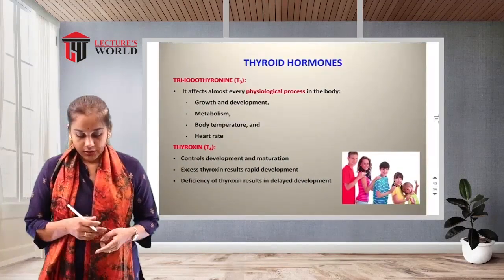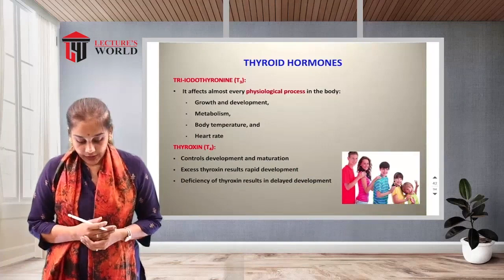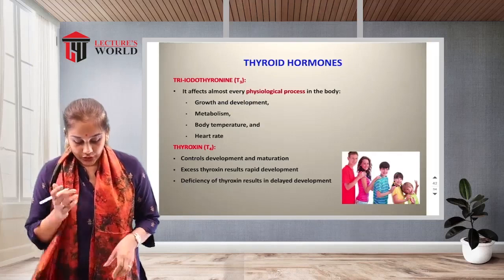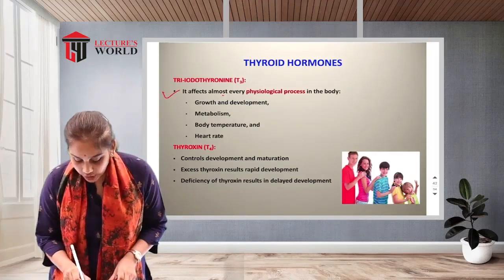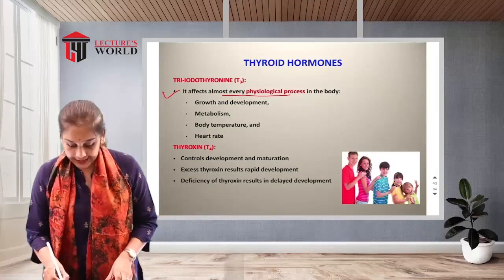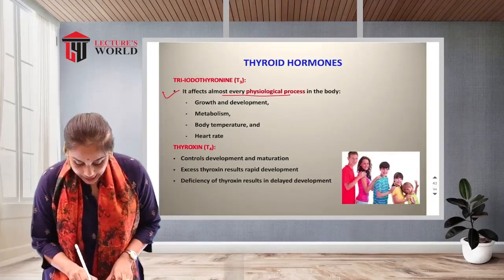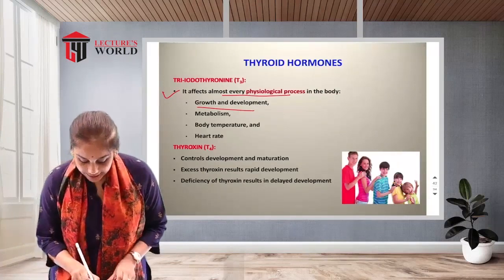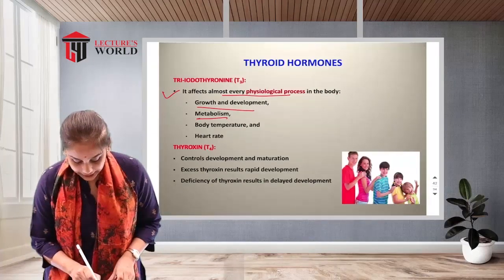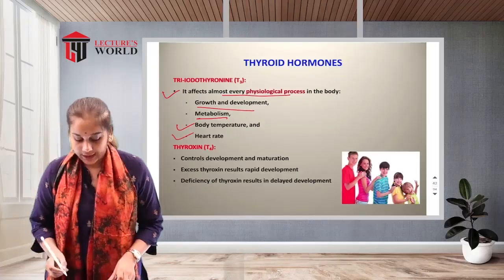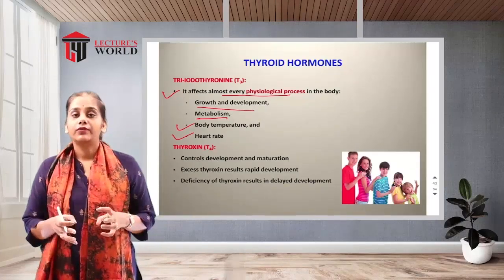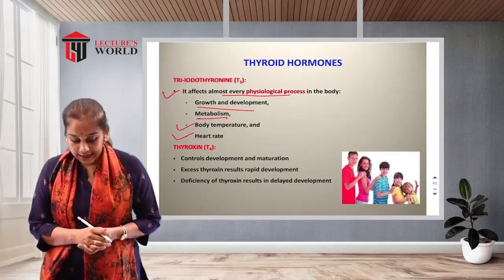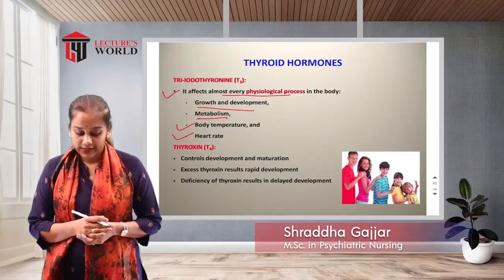Now the two hormones, T3 and T4, triiodothyronine and thyroxine. T3 affects almost every physiological process in the body. For example, it helps in the growth and development of the whole body, metabolism, body temperature, and maintaining the heart rate. These are all physiological functions controlled by the T3 hormone. So T3 is essential.